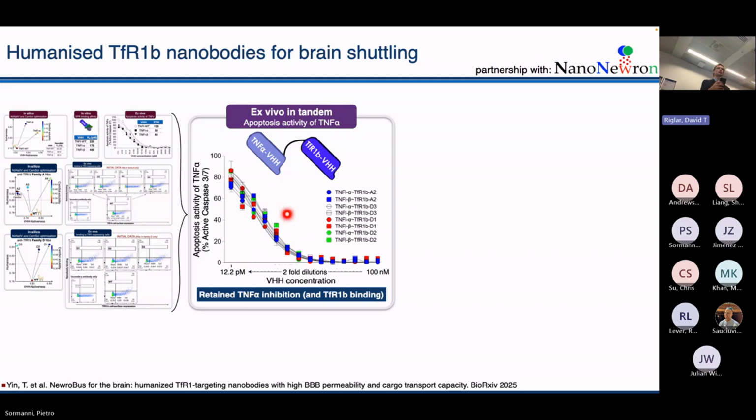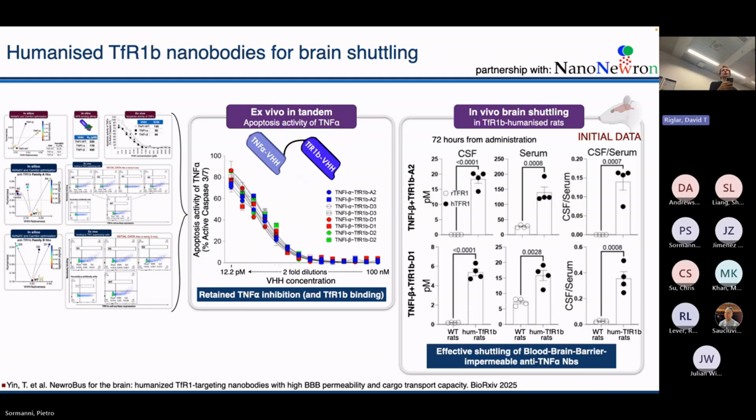So this just shows that the dimer is still active against TNF alpha, as you would expect. These are now fully humanized, one fully engineered by us. And these are data, initial data from a rat model. What they show is in the wild type rat, nothing gets into the brain because they don't bind the transferrin of the rats. But in this humanized rat that has the human transferrin, you get a lot of brain entrance. There are other data that show that without the TFR targeting arm, they don't get into the brain.